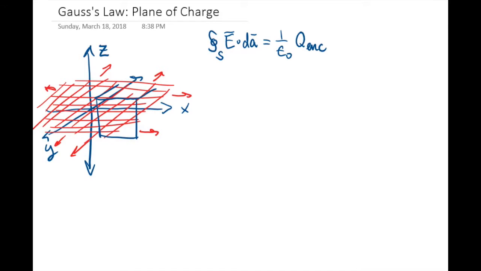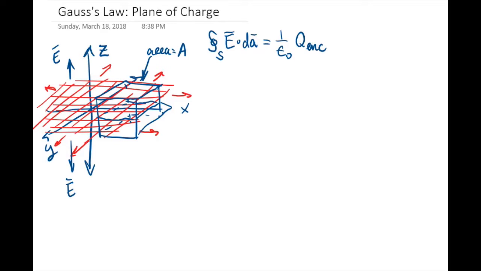And I hope you will believe my bad drawing that the cube is sort of centered at the xy plane, so that half of it is above it and half of it is below it. And we'll say that each face of the cube has an area of A. First, we can observe that the electric field, by symmetry, everywhere has to be pointing away from the plane of charge, because there's nowhere else for it to go.